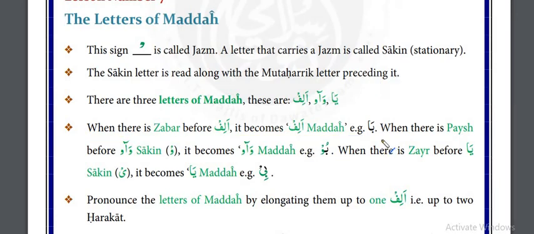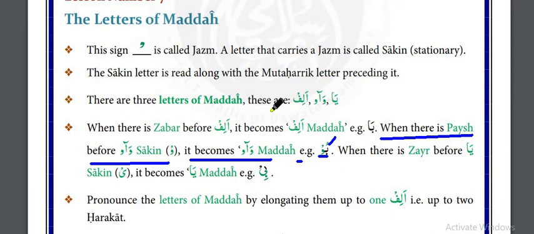Next, Waw Maddah. When there is Pesh before Waw Sakin, it becomes Waw Maddah, e.g. Ba, Waw Pesh, Ru.